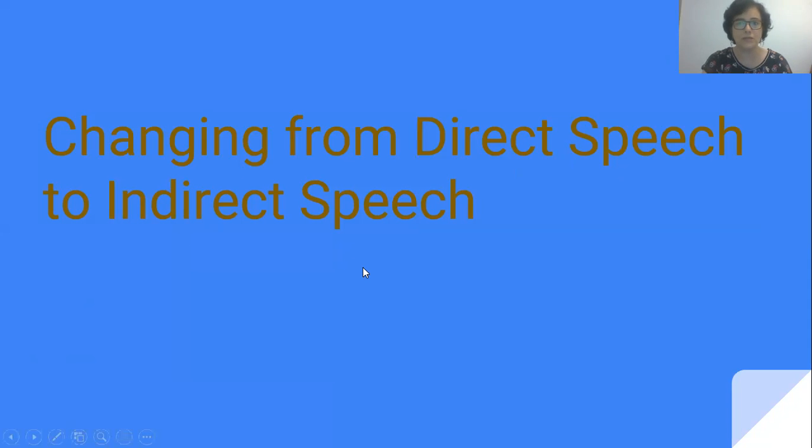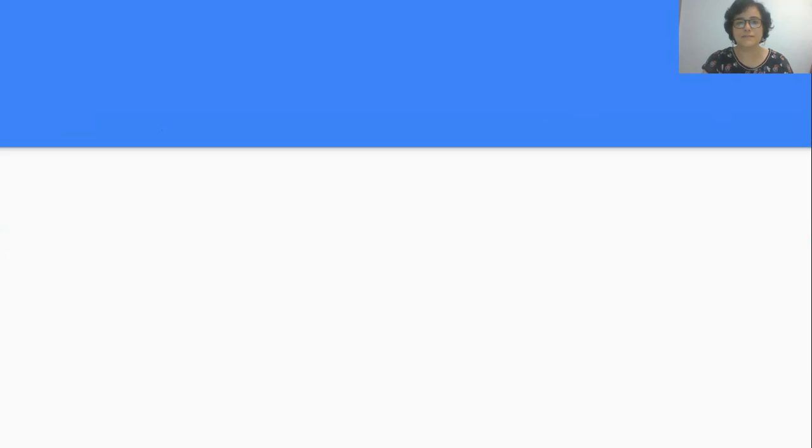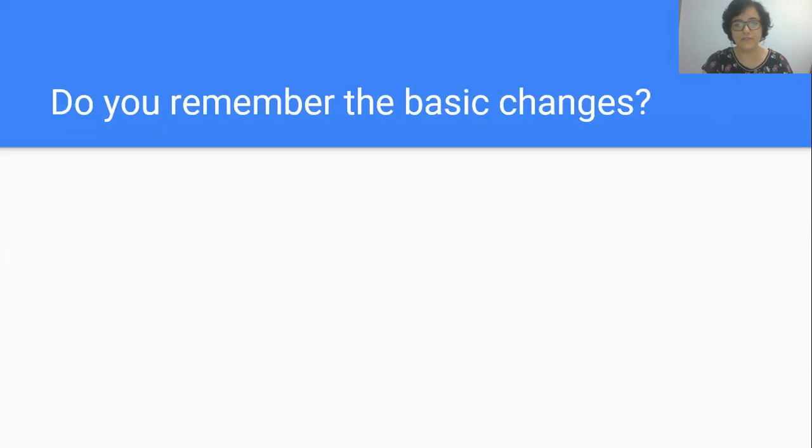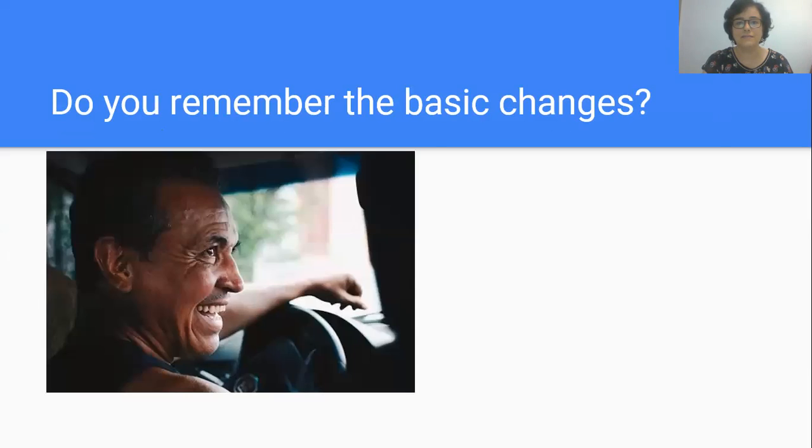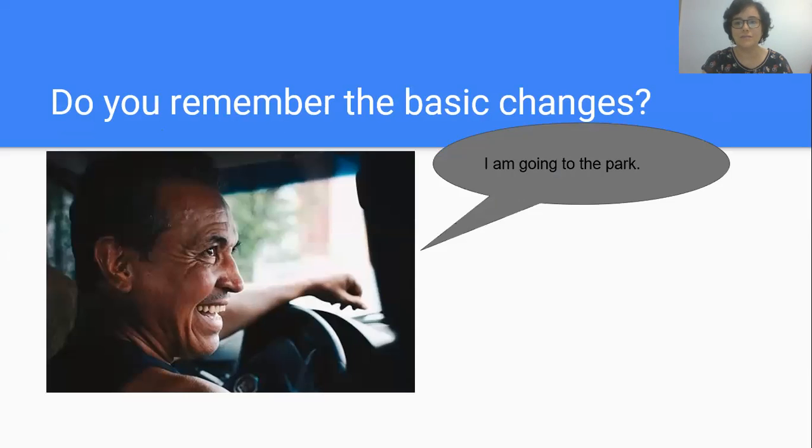So this is what we are doing, changing from direct speech to indirect speech. And you learned the basic changes in the previous lesson. Let me see if you remember those changes, right? So here's someone and he's talking and he's saying, I am going to the park. So how do we write it in direct speech? This is the way we write it in direct speech.